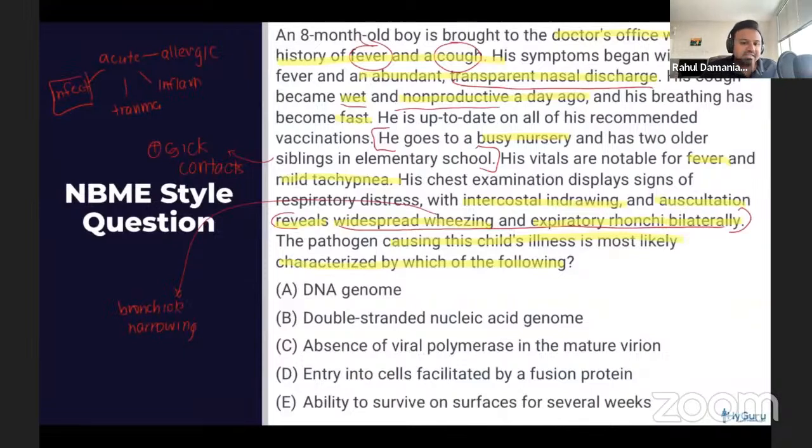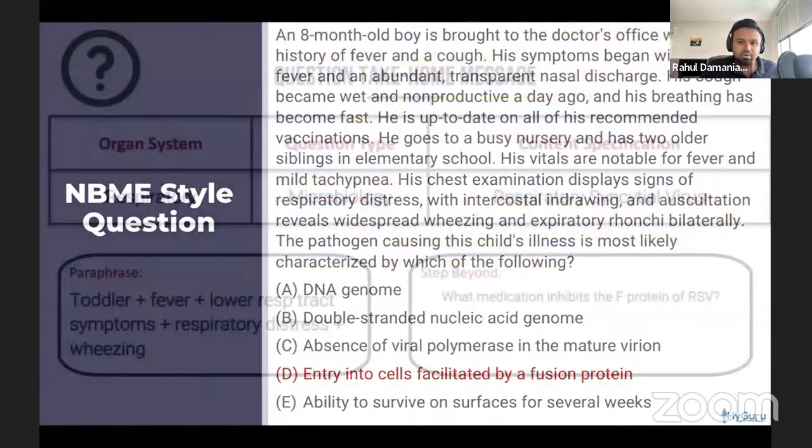Remember that RSV is going to have the fusion protein, or the F protein, and that is going to cause the syncytia of the cells, or the cells are going to come together. Very important for you to note.